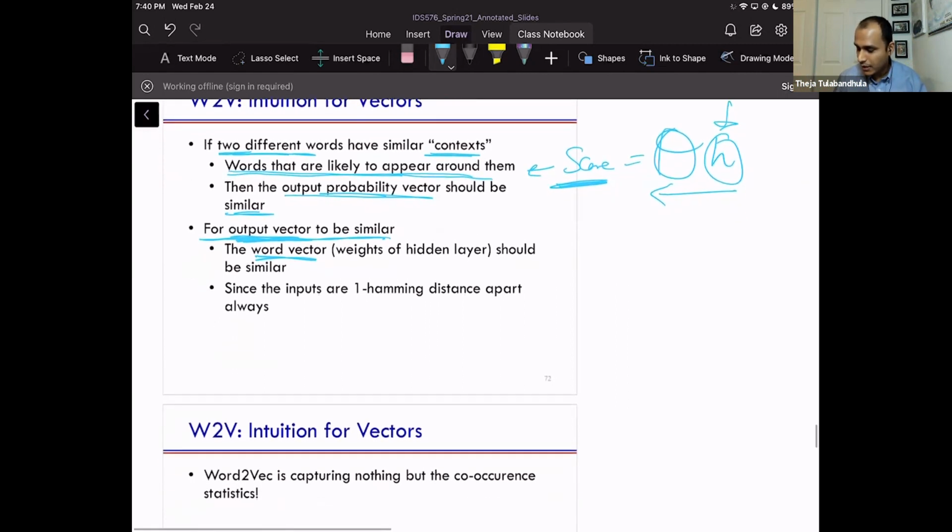The original inputs are one Hamming distance apart, in the sense that the hard encoded distance between fox and cat is always square root 2 if you think of Euclidean distance, two different locations, right? So since the original inputs are always fixed, the only thing that can be brought close to each other is these word vectors, and they have to be brought close because the outputs have to be similar, and there's only a linear transformation happening in the second part, right? From the hidden layer to the output, there's only one linear transformation to get the scores. Of course, there's a nonlinearity to get to softmax and get the probabilities, but modulo that. Okay.